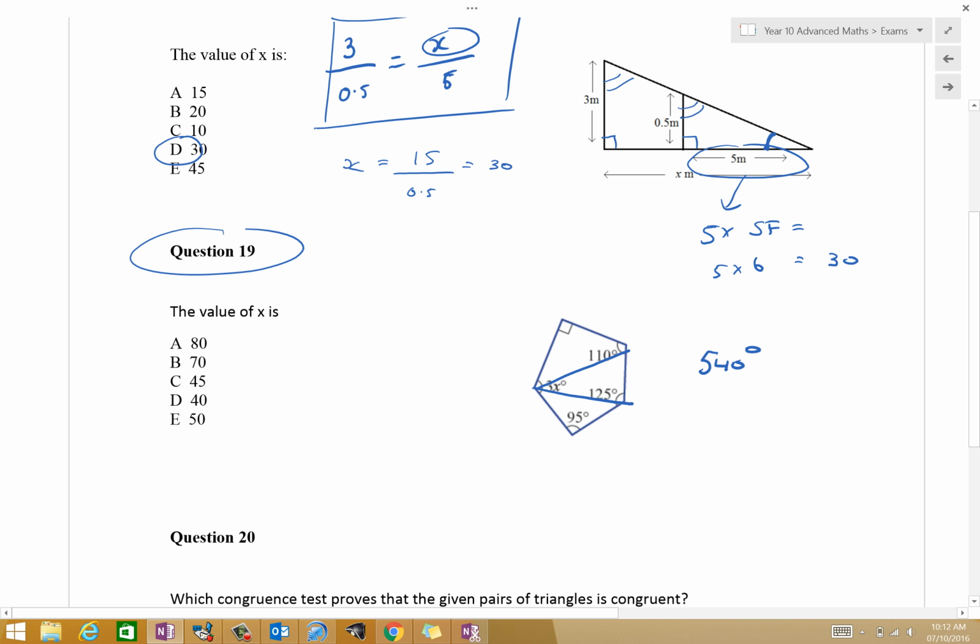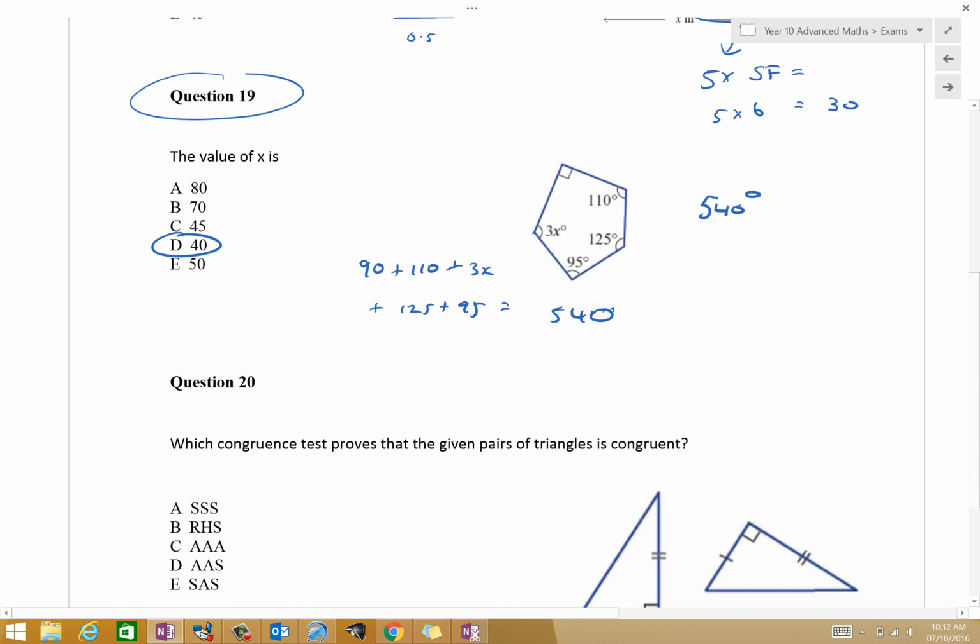So now we've worked out that there's 540 degrees. We can say that 90 plus 110 plus 3x plus 125 plus 95 is equal to 540. Yeah, there it is. So that's 220, 310, 420. 3x must be equal to 120. So x is equal to 40. Is that right? Yeah. Good.